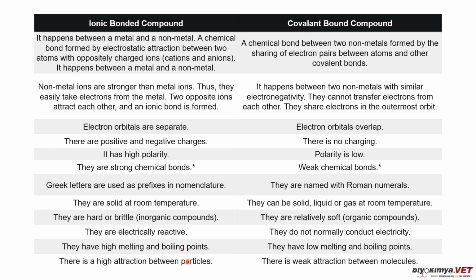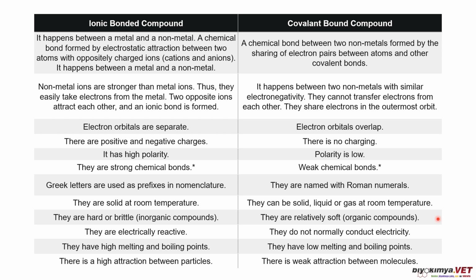For ionic compounds, there is a high attraction between particles. For covalent compounds, there is a weak attraction between particles. And pay attention to the star I put for the strength of the bonds: as I said, ionic compounds are strong and covalent compounds are weak. Actually, the strength of the bond formed can be measured by the amount of energy required to break the bond.